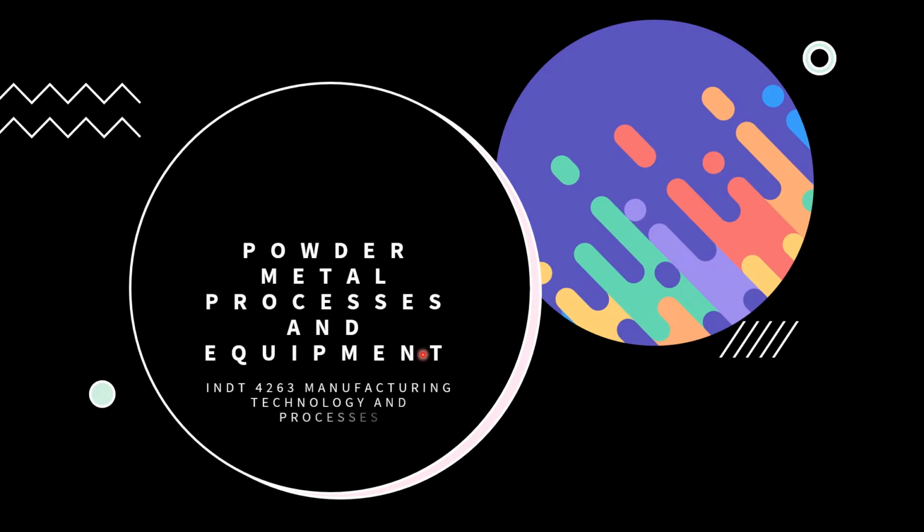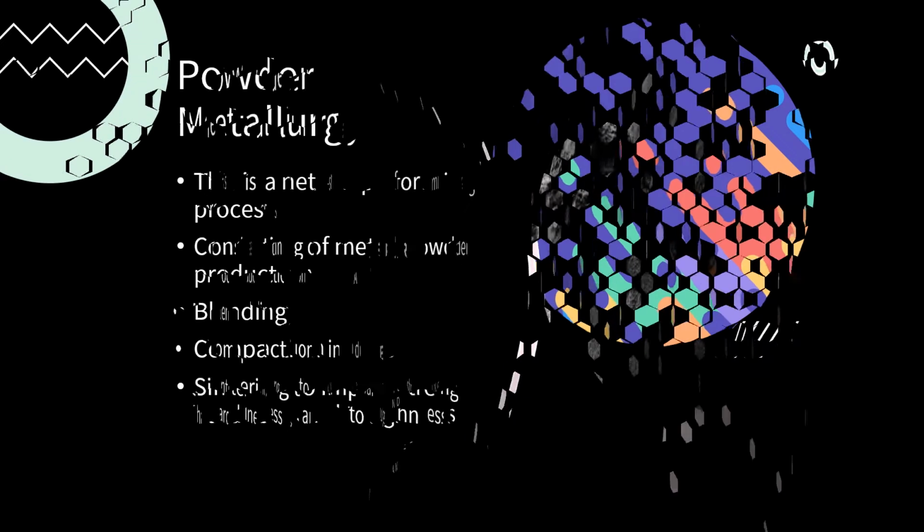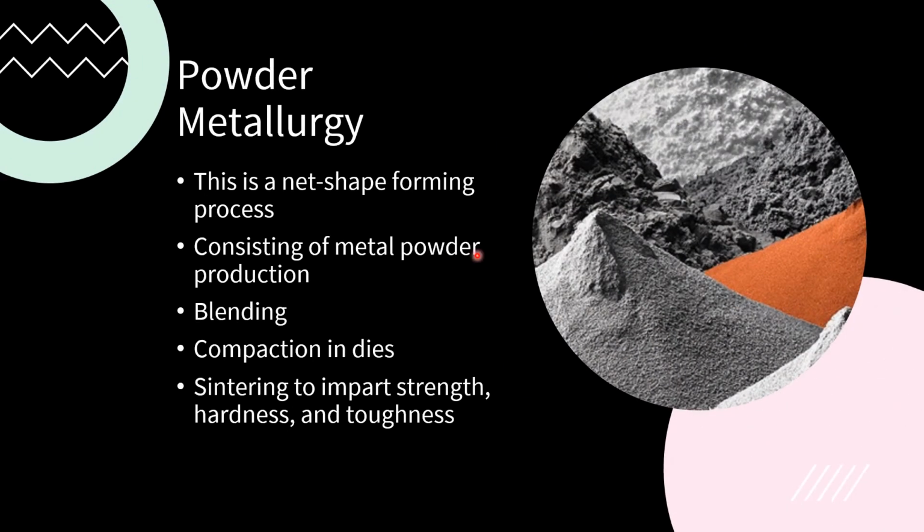Alright, in chapter 17, we're getting into powder metal processes and equipment. So powder metallurgy is just a net shape forming process. Okay, don't forget your net shape.